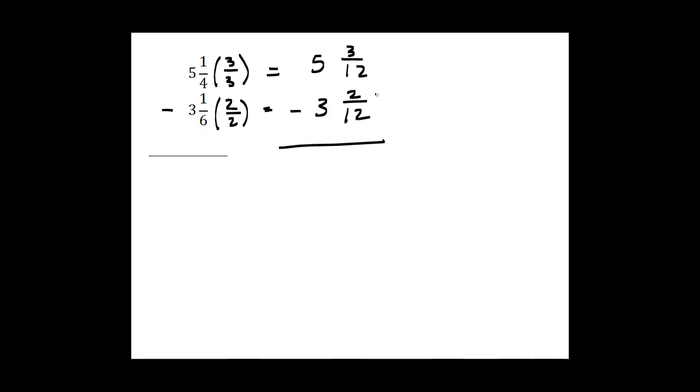So we subtract the fraction part. 3 minus 2 is 1/12. The denominator stays the same, and 5 minus 3 is 2. 2 and 1/12, that is reduced as far as it goes, and so that is our solution to this subtraction problem. We subtract the fraction part, we subtract the whole part. All right, let's look at another one.